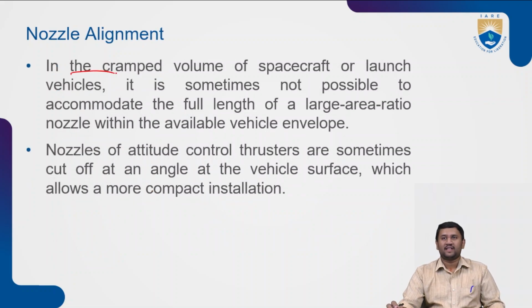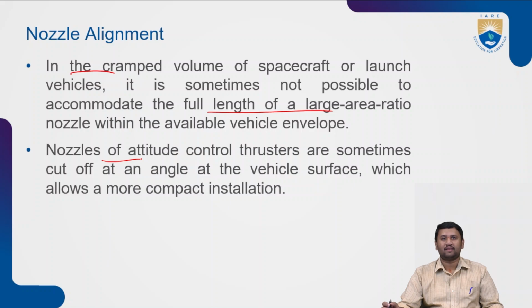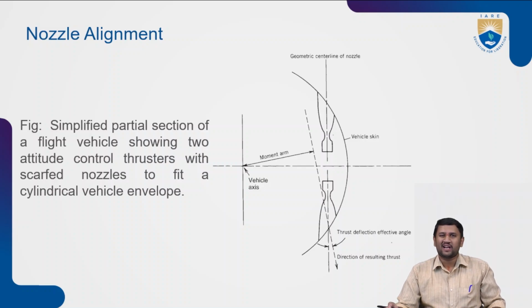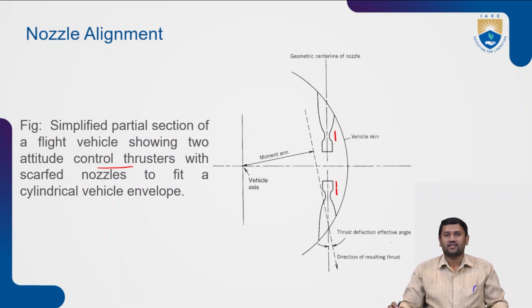In the cramped volume of a spacecraft or a launch vehicle, it is sometimes not possible to accommodate the full length of a large area ratio nozzle within the available vehicle envelope. So the nozzles of altitude control thrusters are sometimes cut off at an angle at the vehicular surface, which allows more compact installation. This gives us a simplified partial section of a flight vehicle showing two altitude control thrusters, particularly this and this, with scarf-filled nozzles to fit a cylindrical vehicular envelope.